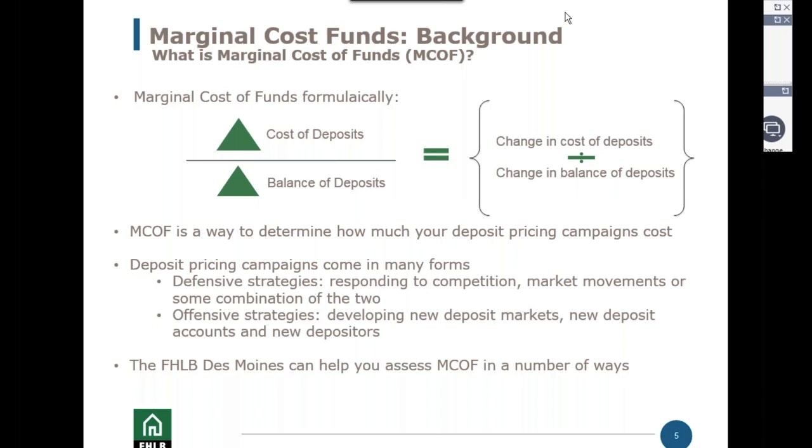So we'll attack it first from a mathematical perspective. If you think about marginal cost mathematically, it is quite simply the relationship between the change in a cost of deposit divided by the change in the balance of the deposits. You see the formula right there.